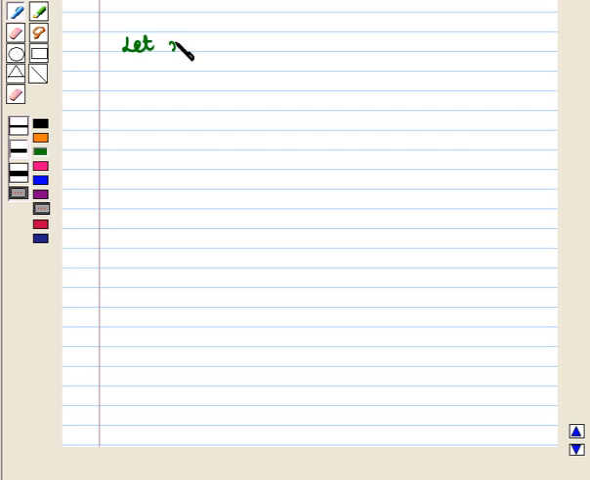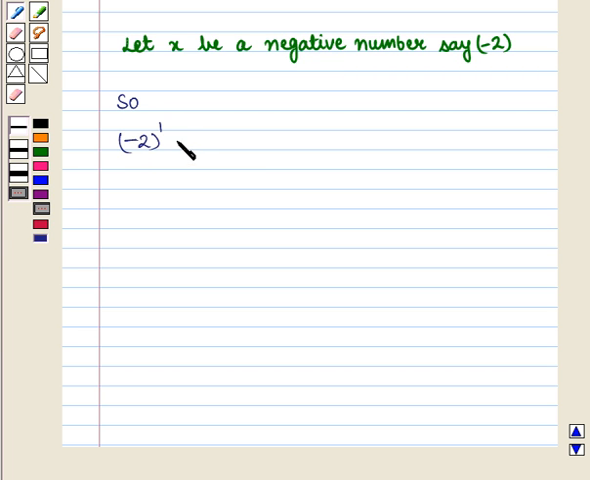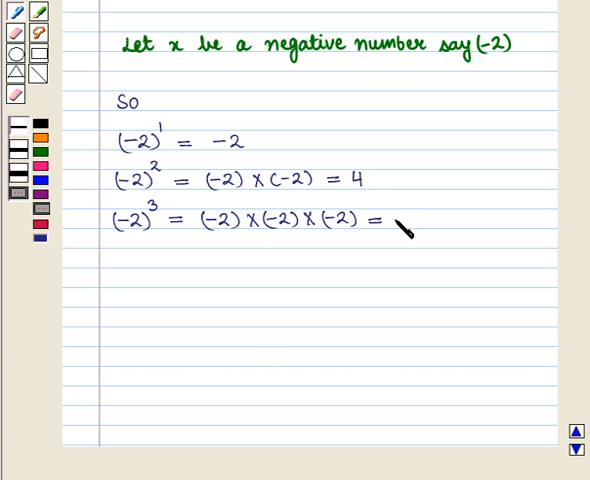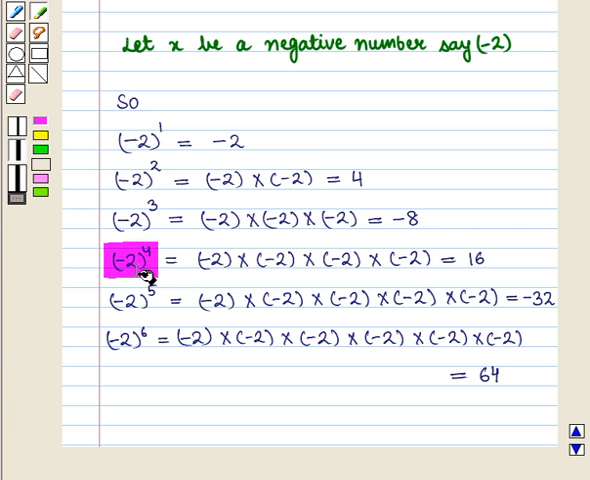Now, let x be a negative number, say -2. So now, -2 whole raised to power 1 is equal to -2. -2 whole raised to power 2 will be equal to -2 into -2, that is equal to 4. Now -2 whole raised to power 3 will be equal to -2 into -2 into -2, that is equal to -8. Similarly, -2 whole raised to power 4 is equal to 16. -2 whole raised to power 5 is equal to -32. -2 whole raised to power 6 is equal to 64.